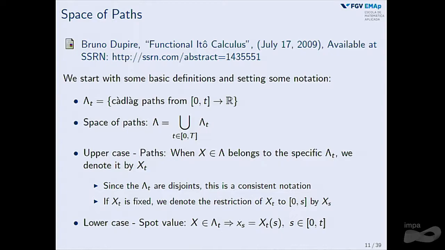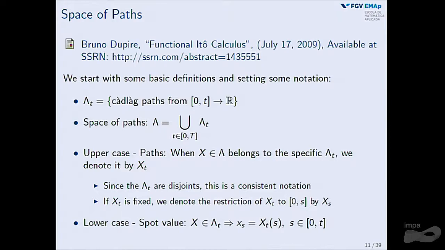So we have here some basic definitions. Lambda_t here is just càdlàg paths. We need jumps, and you'll see why. And the space of paths, one way of modeling this, is the union of all these càdlàg paths from 0 to t with the domain fixed. And we take the union, so you consider paths of different time domains.